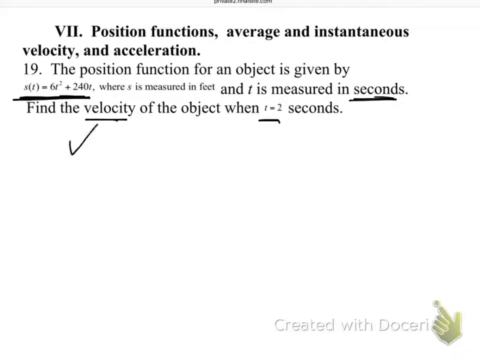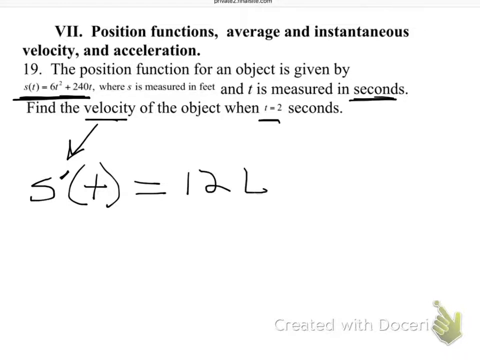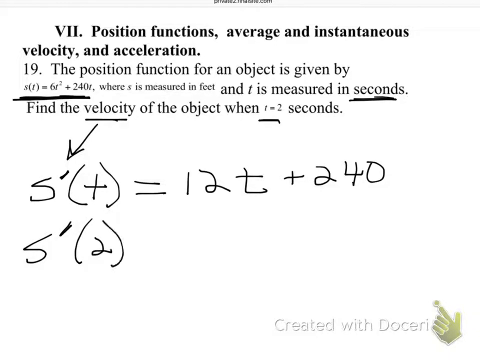So, first off, you have to know that your velocity is your first derivative of your position function. So therefore, your generic velocity that works everywhere is 12t plus 240, just taking the first derivative. Now your job is to evaluate that where time is 2 seconds. So you're going to plug in a 2 wherever you have a t, and you only have one t.